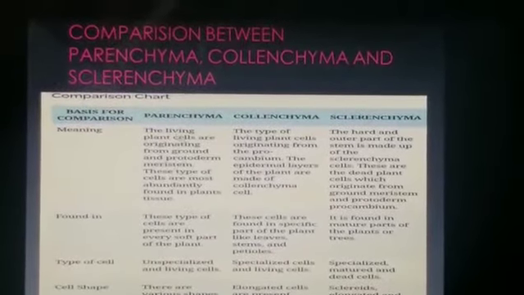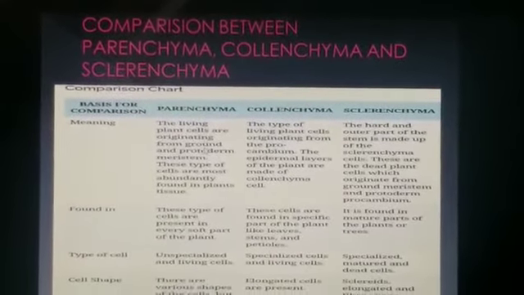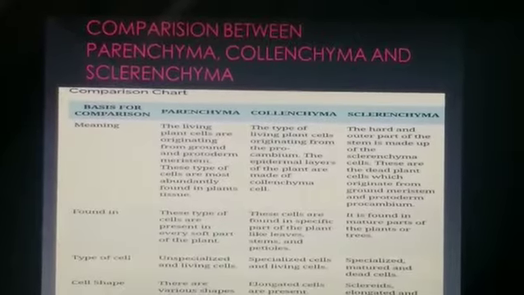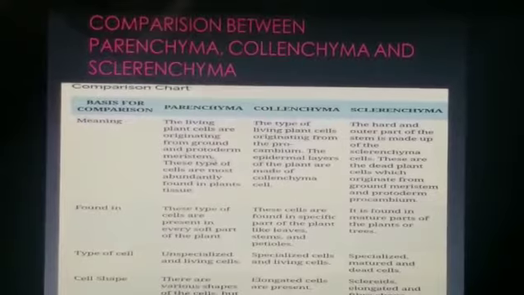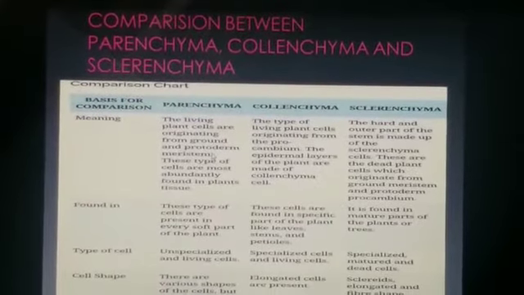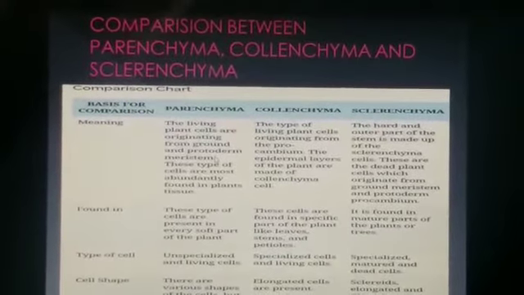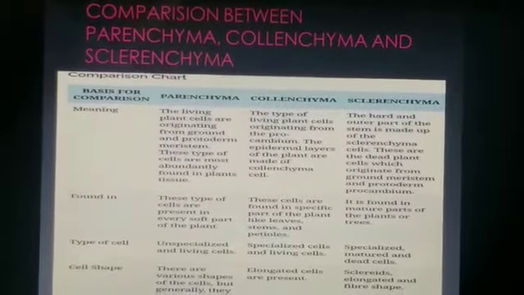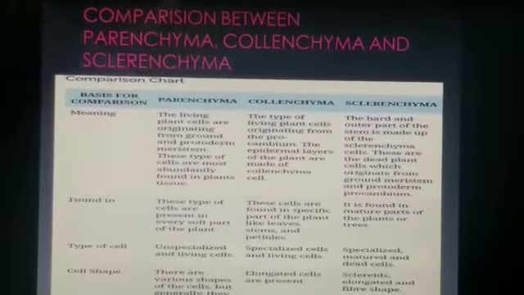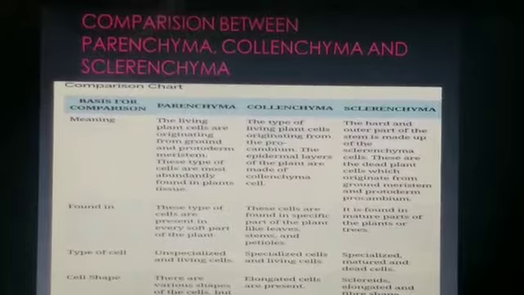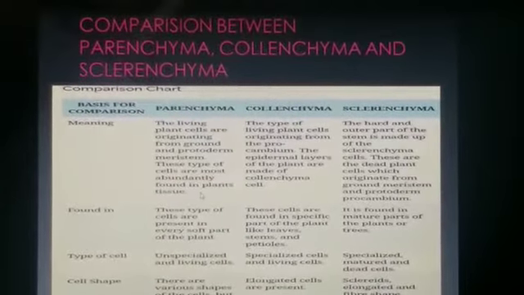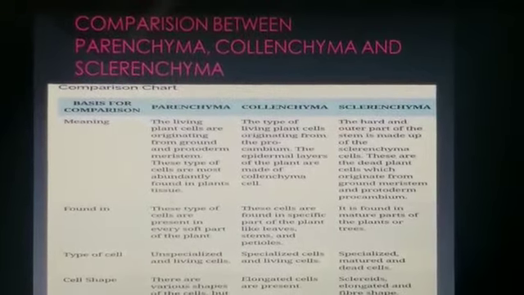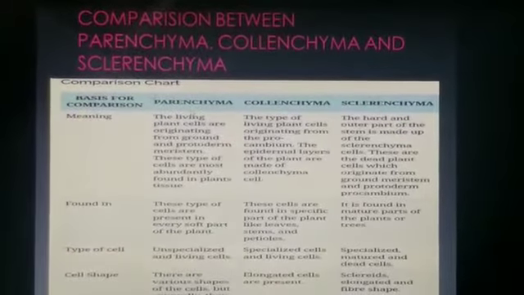Parenchymatic cells are living plant cells originating from ground and protoderm meristem. What is protoderm meristem? It is a meristem located at the tip of the plant that gives rise to the plant. These types of cells are most evidently found in plant tissue, meaning most parts of plant tissue have parenchyma.